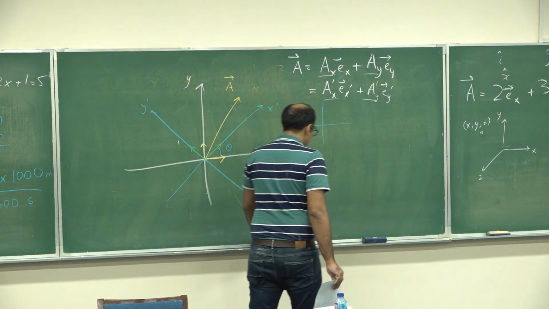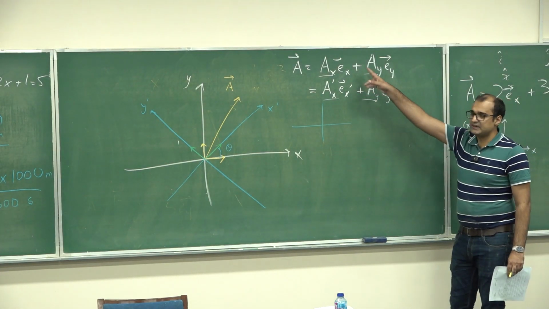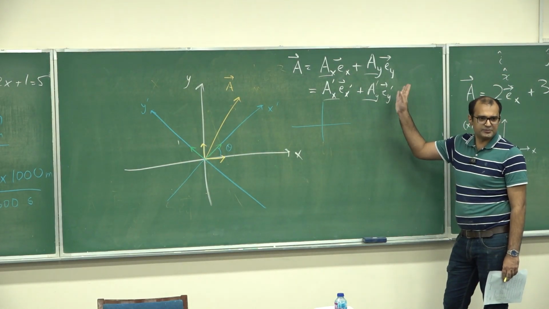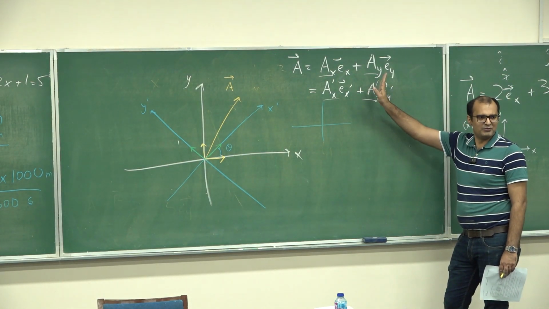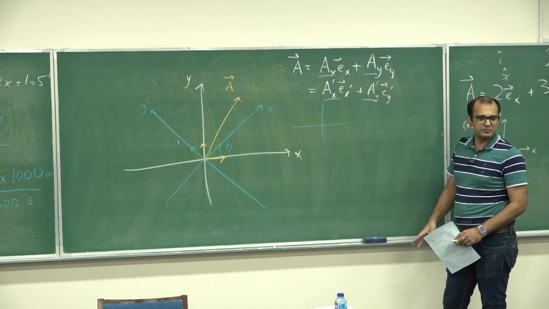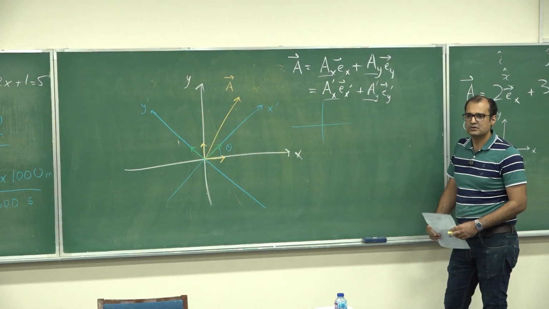So the first thing I have to do now is to figure out the relationship between ex prime and ex and ey. That's actually very straightforward. In actual fact, this problem is very, very simple to solve. It's just that understanding what's really going on is what's complicated. The mathematics is very simple. The mathematics you already know from high school.